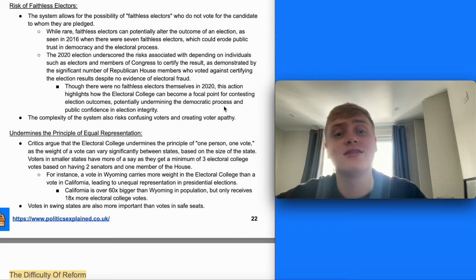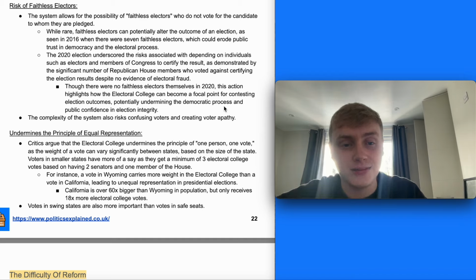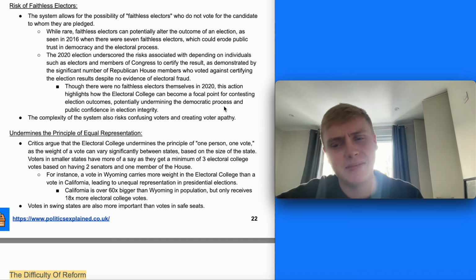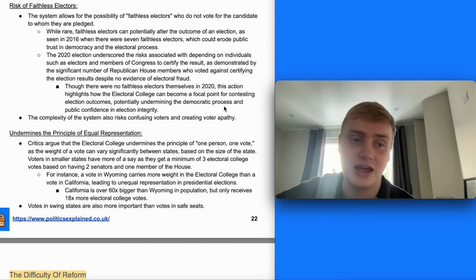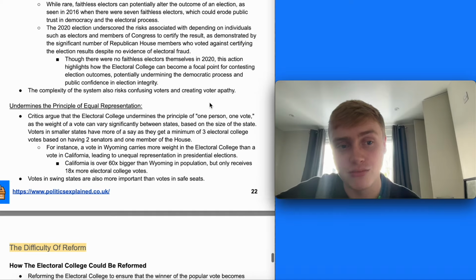So though there were no faithless electors in 2020, this highlights how the Electoral College can become a focal point for contesting election outcomes, potentially undermining the democratic process and public confidence in election integrity. It can be argued that it would be a lot simpler, and it makes a lot of sense, if there was just a popular vote across the country and the winner won the election and became president.